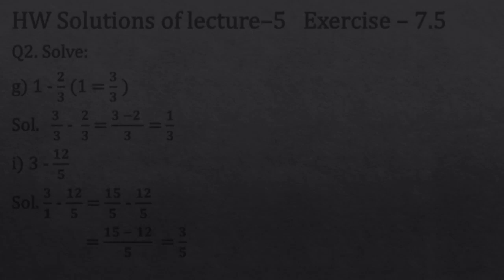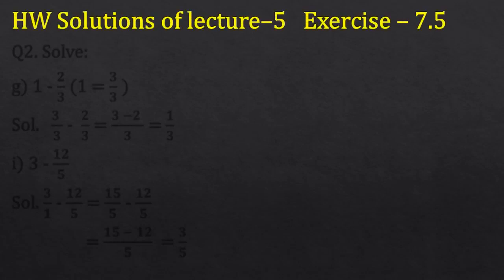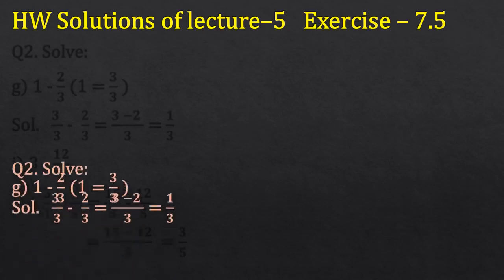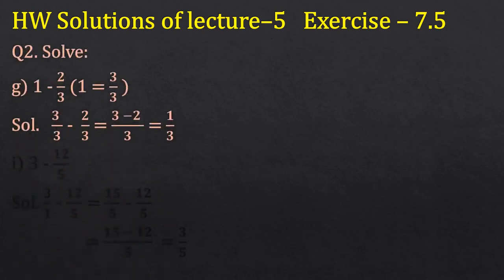So now let's proceed to the homework solutions of lecture 5, exercise 7.5. Now see question number 2. It is G part, I am taking 1 minus 2 upon 3. How can you write down 1? We can write 1 as 3 upon 3 because when we cancel 3 by 3, we will get 1. And why are we taking 3 by 3 only? Because in the second fraction, our denominator is 3. We have to make them like fractions. So we are taking 1 as 3 upon 3.